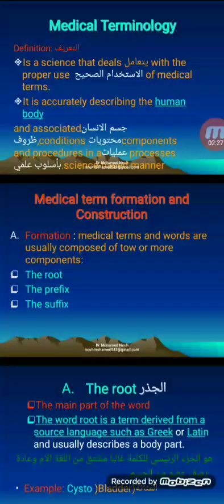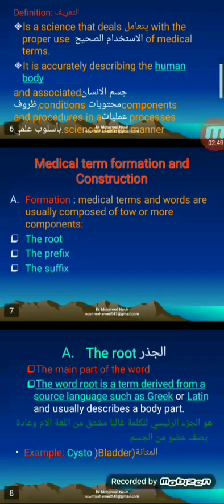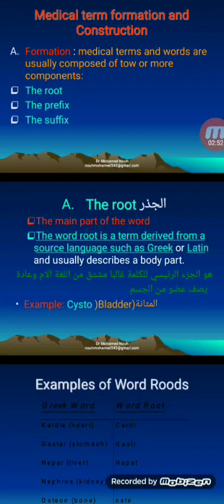Medical term formation and construction. Medical terms and words are usually composed of two or more components: the root of the word, the prefix, which is at the beginning of the word, and the suffix, at the end of the word. The root is the main part of the word. The word root is a term derived from a source language such as Greek or Latin and usually describes a body part. Example, cysto means bladder.